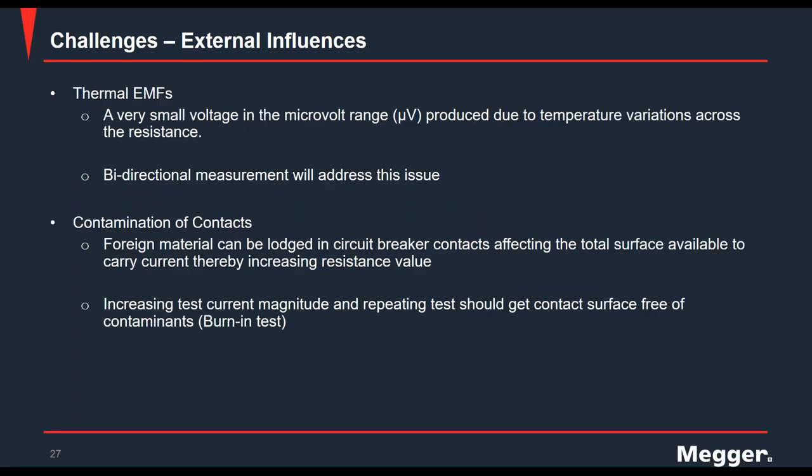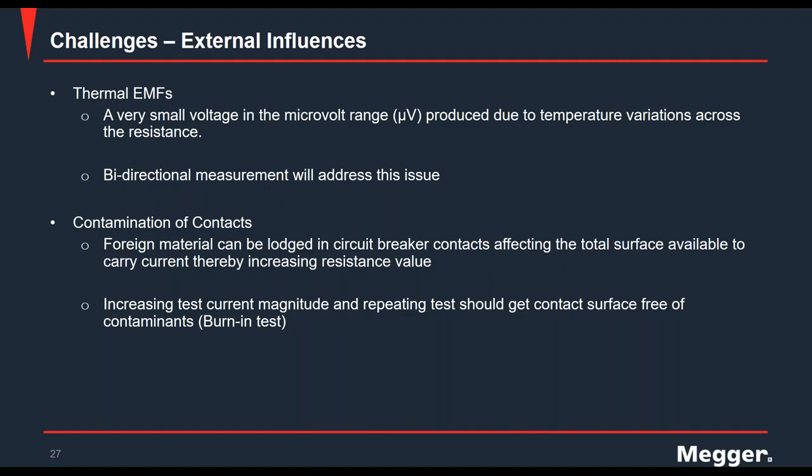Next is thermal EMFs. So thermal EMFs are small voltages in the microvolt range that are produced due to temperature variance across resistances. How do you combat that? That is combated by using the bidirectional measurement process, as we saw before. That will address this issue.